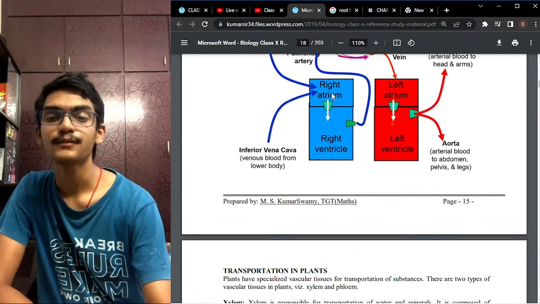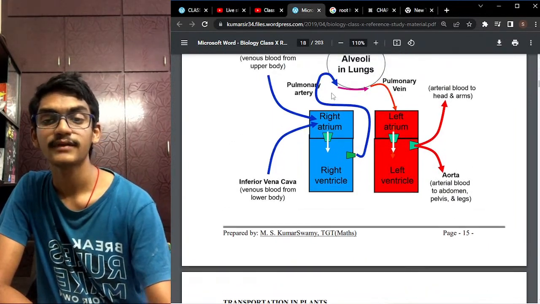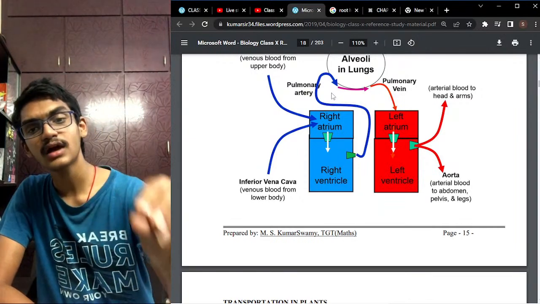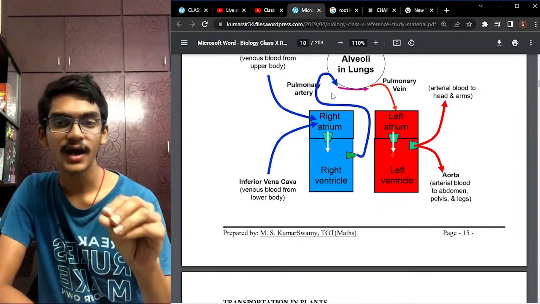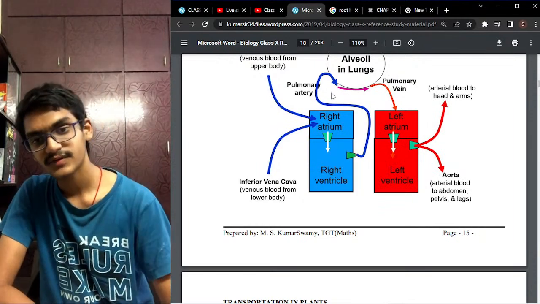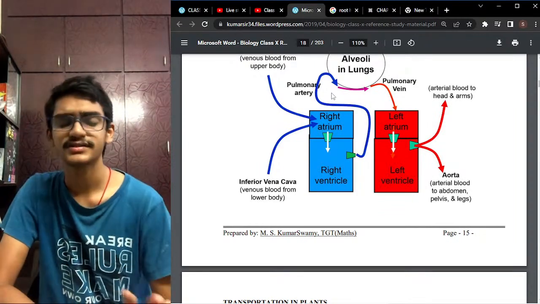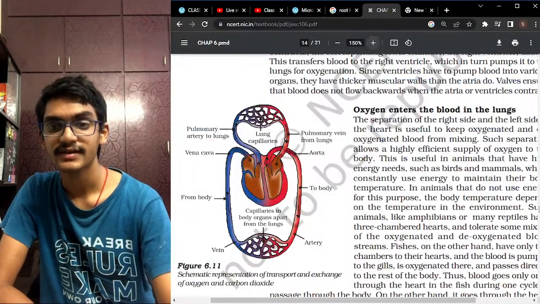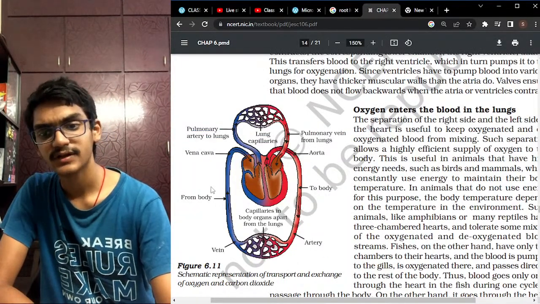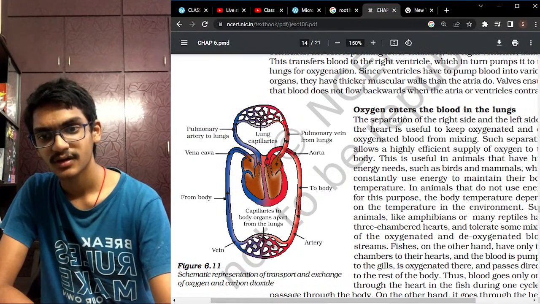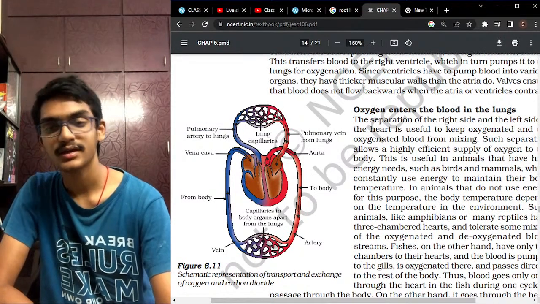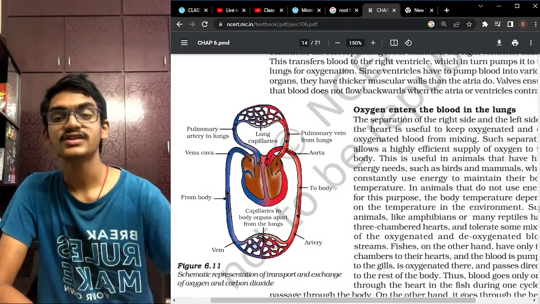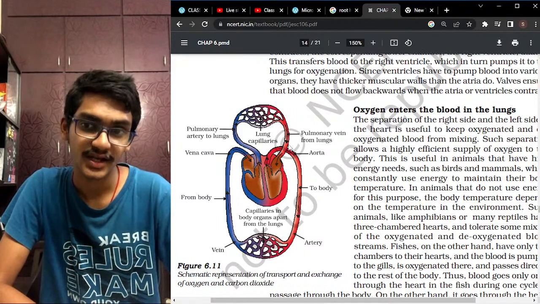So this entire process, that is the transporting of the blood to the heart, from the heart to the lungs, from the lungs to the heart, and from the heart to the different parts of the body, is called double circulation. If you see the textbook as well, you can see the blood is circulating 2 times, from here to here, and from here to here. So 2 times circulation is taking place. This is one circulation and this is one circulation. Therefore this is considered to be double circulation.